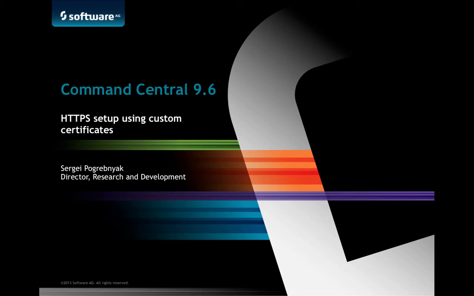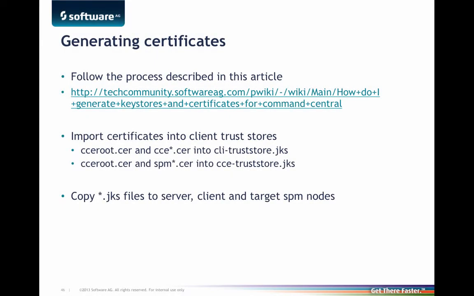In the previous video, we covered how to use out-of-the-box HTTPS setup with Command Central 9.6. Today, we'll go over how to use self-signed certificates to achieve maximum security. The first thing we need to do is to generate custom certificates.